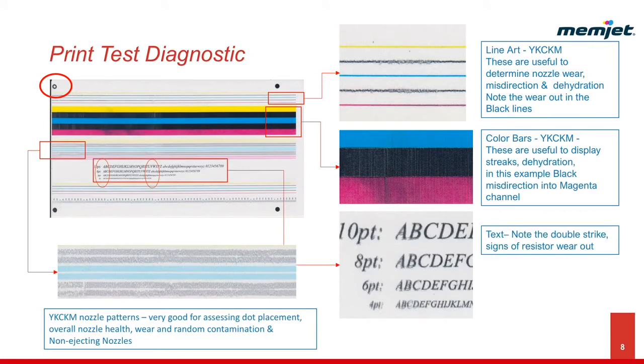Next we have text. There are 4 sizes of font, and we've already reviewed the tails that can happen due to wear out misdirection. Here we have the appearance of double strike in the black, and that's a sign of severe wear out, and in this case a very localized area.